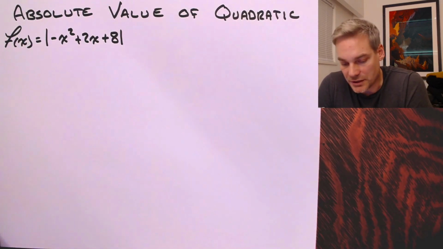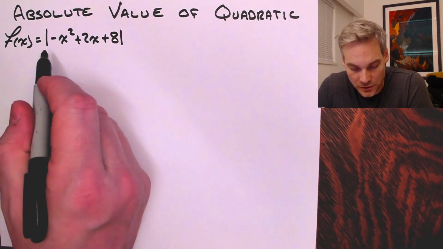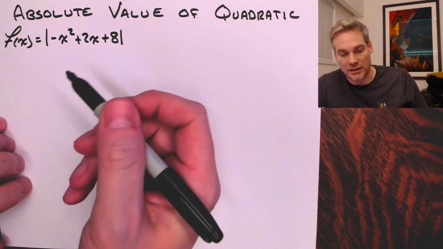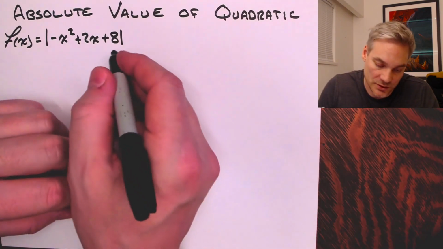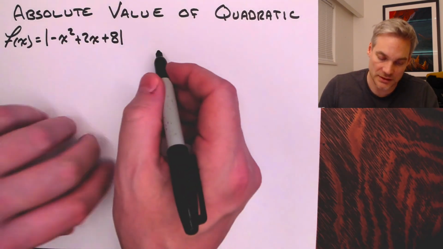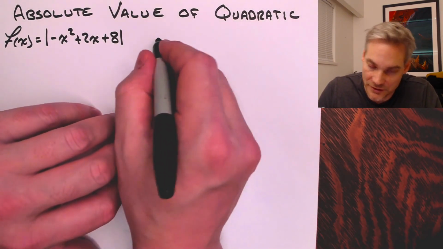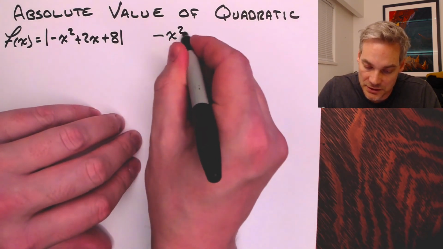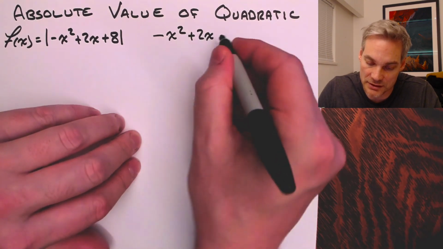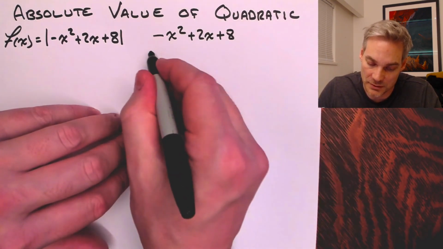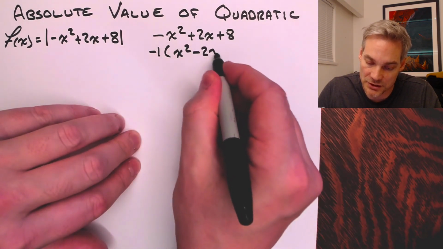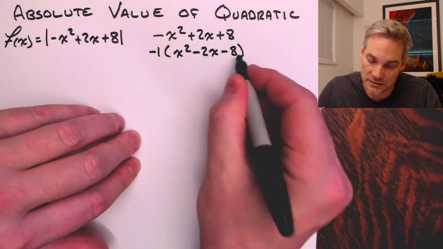So in this video, we're just going to go over the absolute value of a quadratic and how to graph it and find all the points of interest. So we have this quadratic on the inside. We're just going to factor it because the factored form makes this quite straightforward. So I have minus x squared plus 2x plus 8. I'm going to factor out a negative 1, so I get x squared minus 2x minus 8.